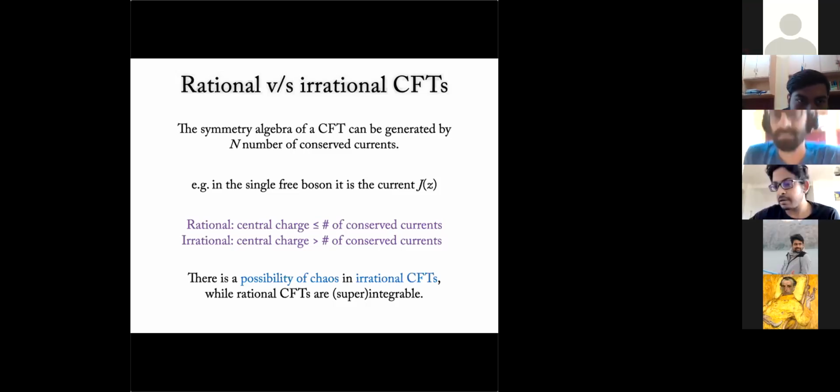I mean, you can calculate various probes. For example, you can calculate OTOCs in a rational theory and in an irrational theory and see how the behavior is actually different. In an irrational CFT, there is an exponential behavior at late times, whereas in a rational CFT, the OTOC will go to some constant. To be more precise, you have to calculate some probes which are of interest for that specific context.